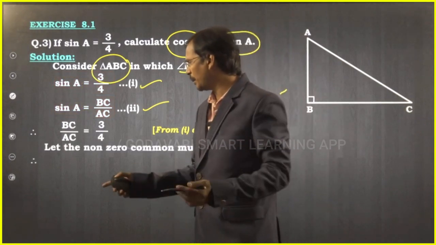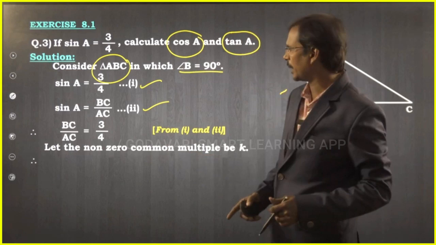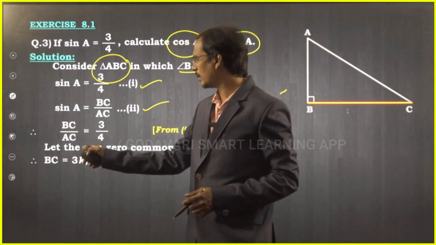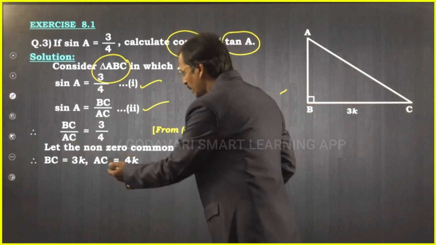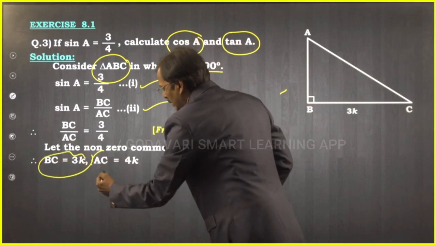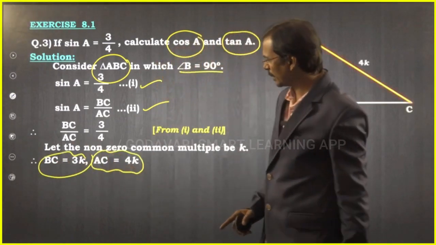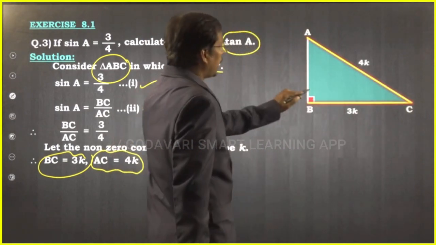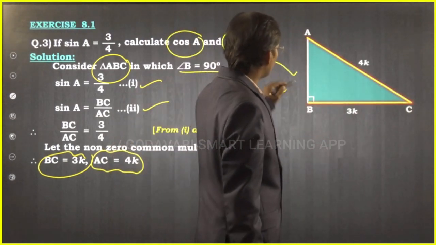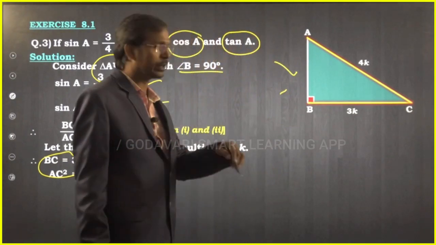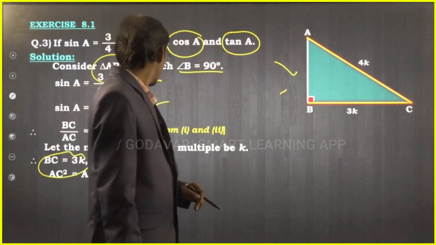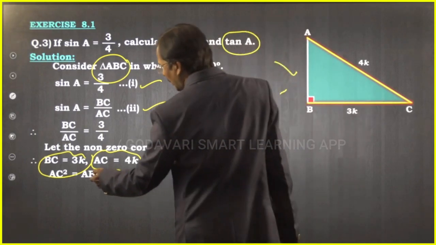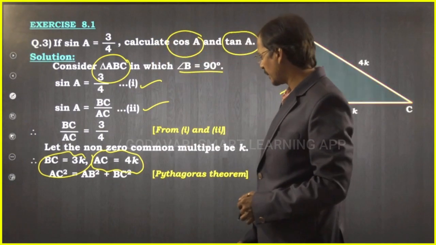So here we have to compare the non-zero common multiples of k. That is BC is equal to 3k and AC is equal to 4k. In the triangle, the third side is not given. We have to find the third side by using the Pythagoras theorem. By the Pythagoras theorem, the hypotenuse square is equal to the sum of the squares of the remaining two sides.